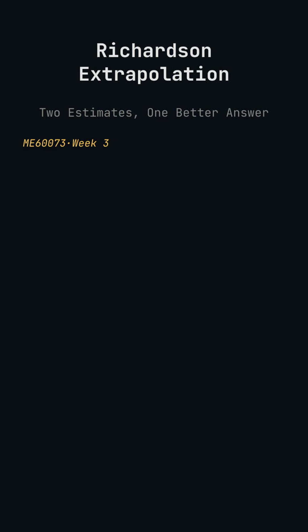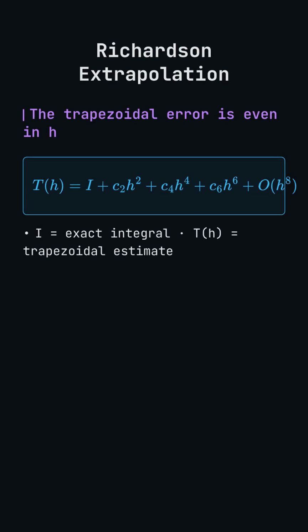the error. The trapezoidal estimate T of h has an error expansion that only involves even powers of h. No odd powers show up. That comes straight from the Euler-Maclaurin formula. The constants C2, C4, C6 depend on derivatives of f at the endpoints, not on h itself.